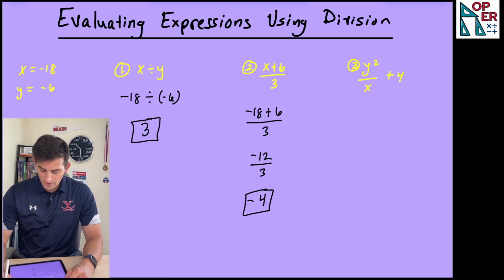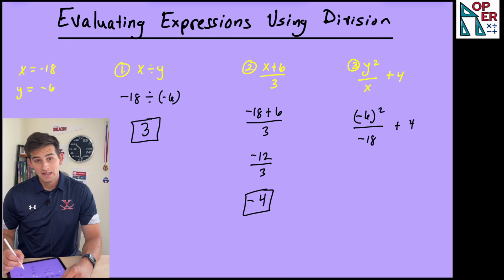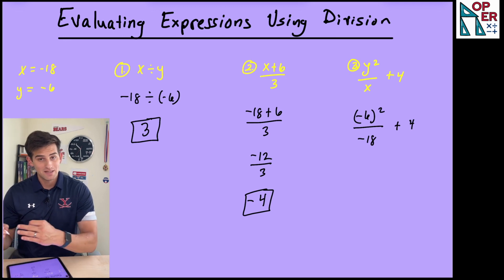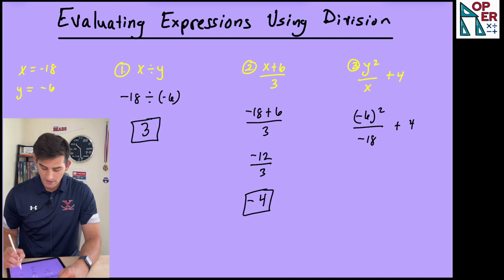All right, for number 3, y squared divided by x plus 4. Well, y is negative 6, so negative 6 squared divided by negative 18 and then plus 4. Negative 6 squared would be negative 6 times negative 6. So two negatives multiplying together, that's going to give me a positive. So now this is 36 divided by negative 18 and then plus 4.